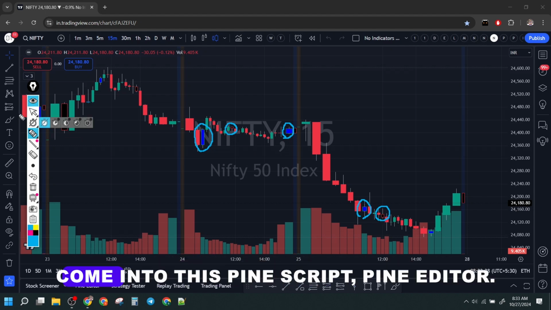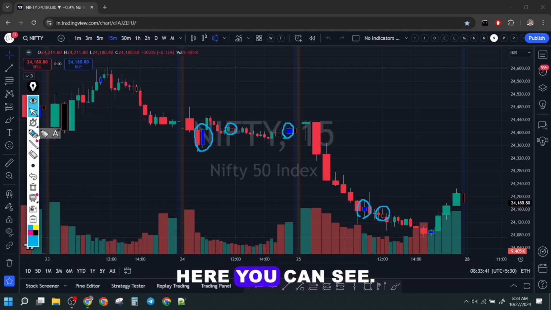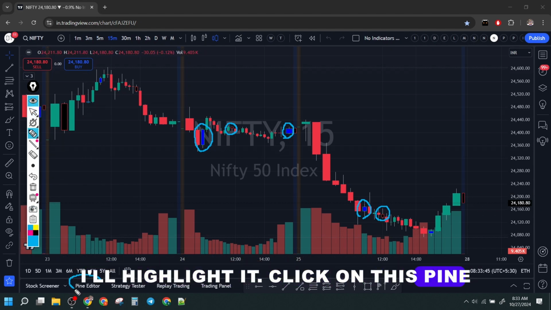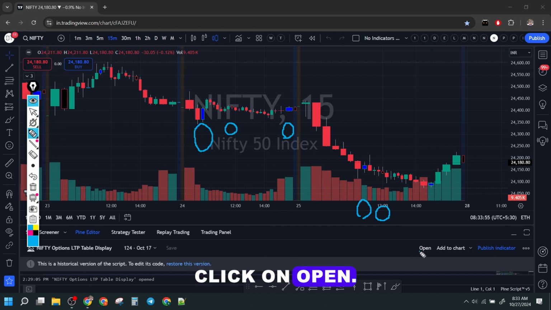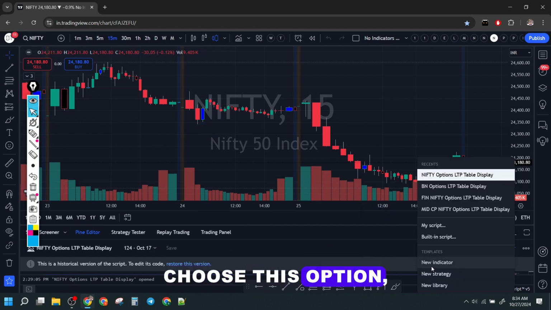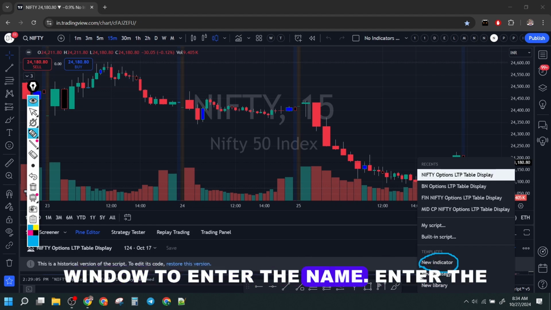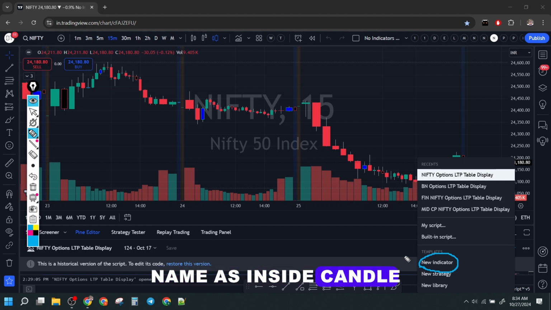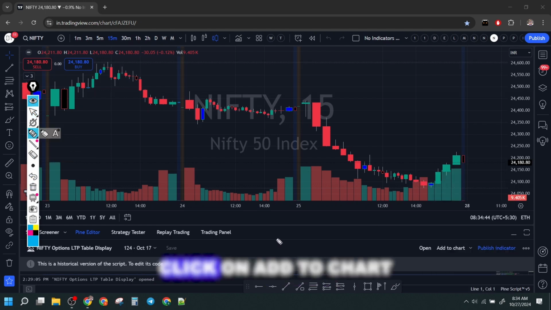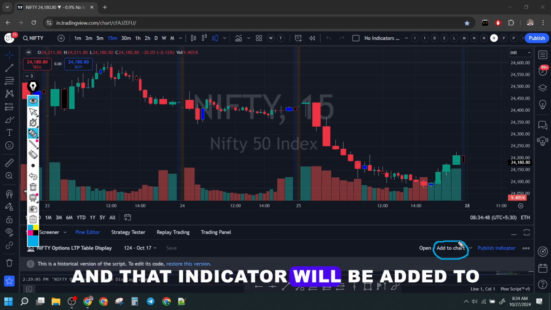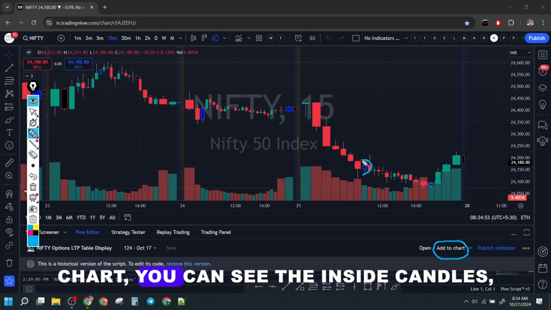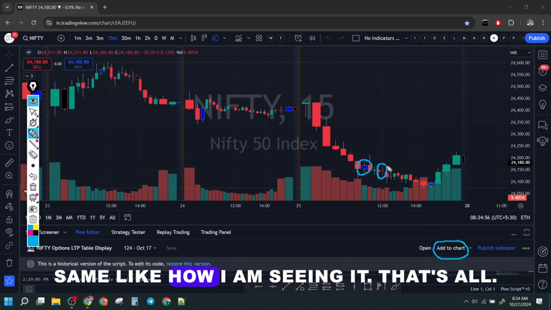Just copy that code, come into the Pine editor. Here you can see, I'll highlight it, click on this Pine editor. After that, click on open. Here choose the new indicator option, paste that code inside this indicator and click on save. After that, you will see a pop-up window to enter the name. Enter the name as inside candle scalping strategy and save it. After saving, click on add to chart, and that indicator will be added to the chart. After adding that to the chart, you can see the inside candles the same way I am seeing them.